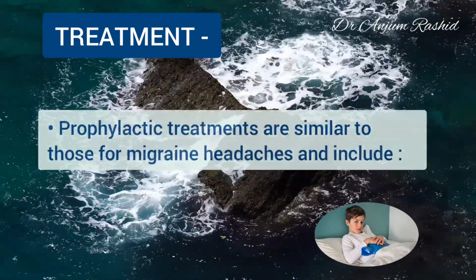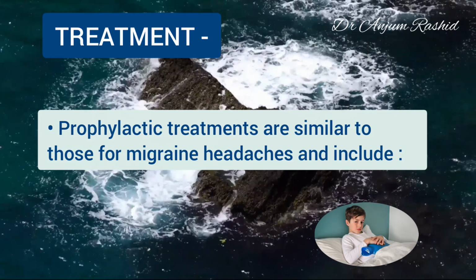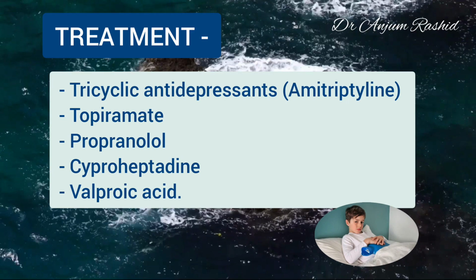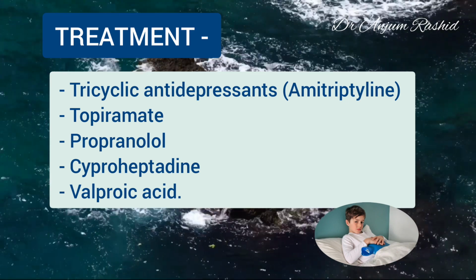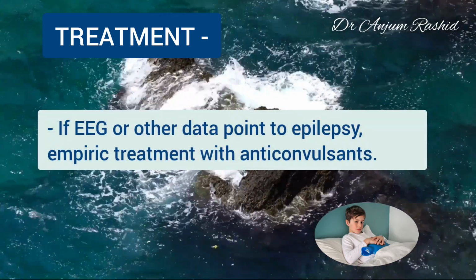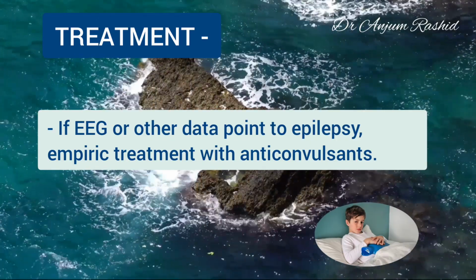Now, suggested prophylactic treatments are similar to those for the migraine headaches, and this includes tricyclic antidepressant, for example amitriptyline, topiramate, propranolol, cyproheptadine, and valproic acid. If EEG or other data point to possible epilepsy, then empiric treatment with anticonvulsant may be considered.